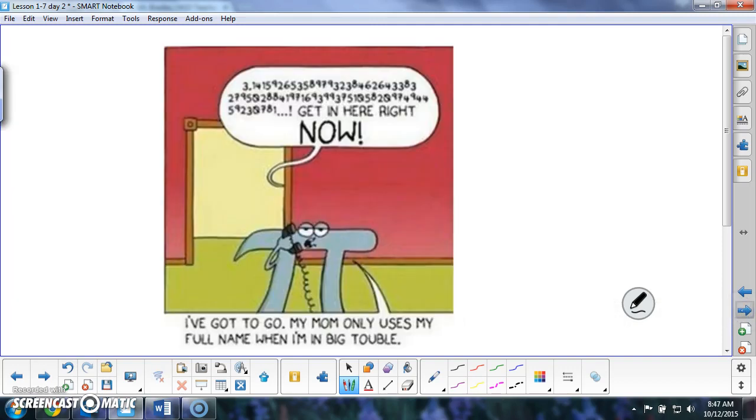Bobby Bangasser's been asking for some jokes, so here's the joke. You can see we've got the number pi speaking on the telephone to somebody, and all of a sudden the number pi hears 3.14154265358, continues on and on. And then it says, "Get in here right now." And then the number pi says, "I gotta go. My mom only uses my full name when I'm in big trouble." Hope you enjoyed that, Bobby.